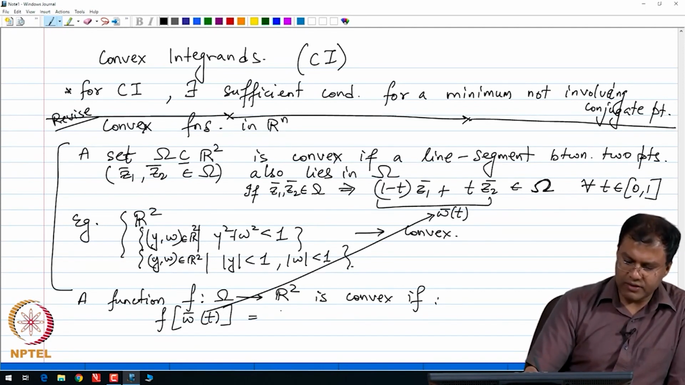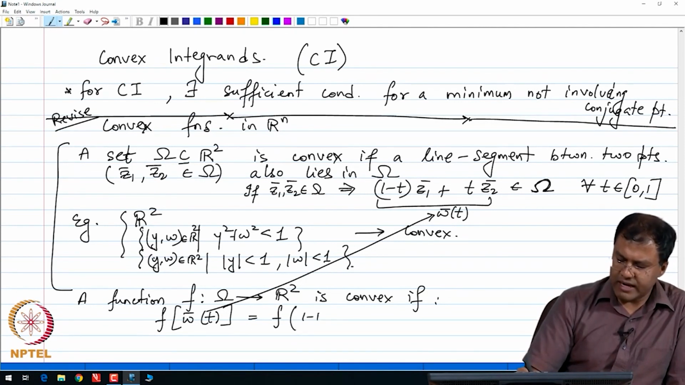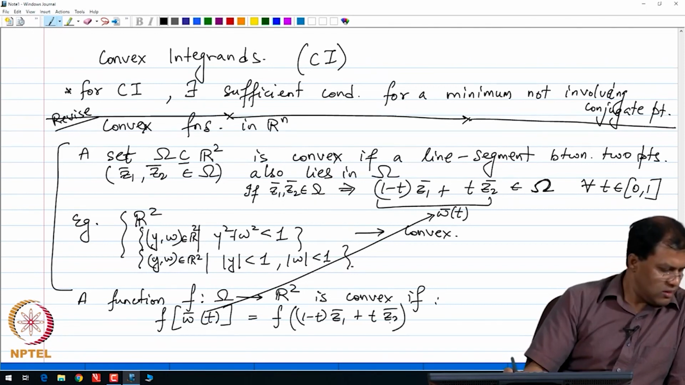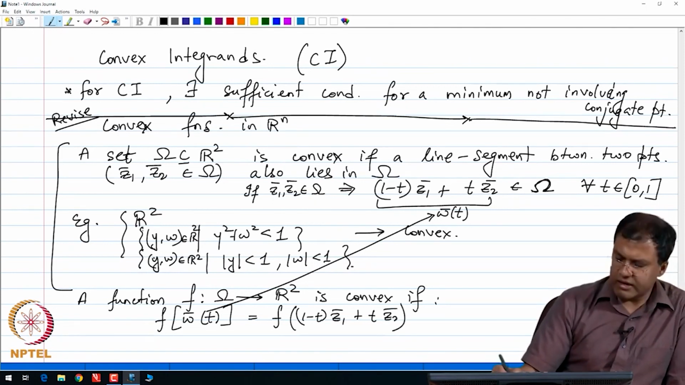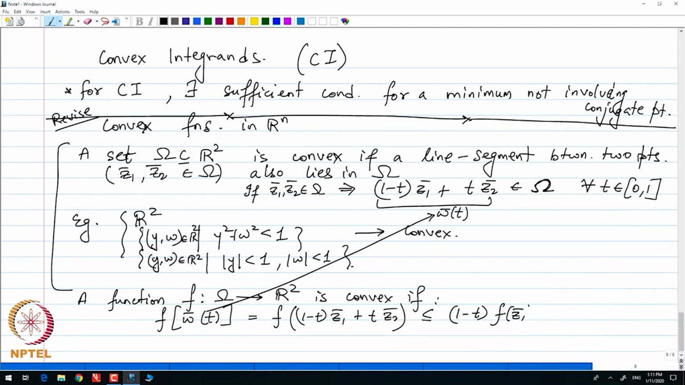So, f of omega of t, which is given by f of (1 minus t) times Z1 plus t times Z2, is less than or equal to (1 minus t) times f of Z1 plus t times f of Z2, okay, essentially the triangle inequality. So, as long as this function satisfies this inequality, we call this function a convex function in Rn in general, but right now we are showing the result in R2. Okay.